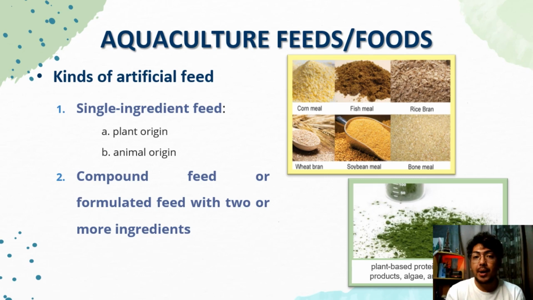Second, we have the compound feed or formulated feed with two or more ingredients. And usually, these are a combination of both plant origin and animal origin, which are carefully formulated for the diet of the fish.